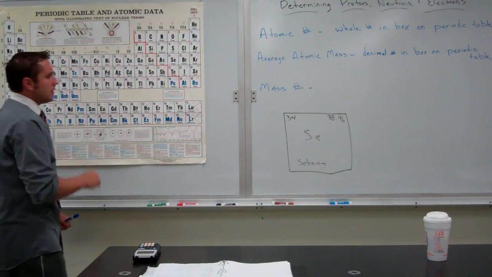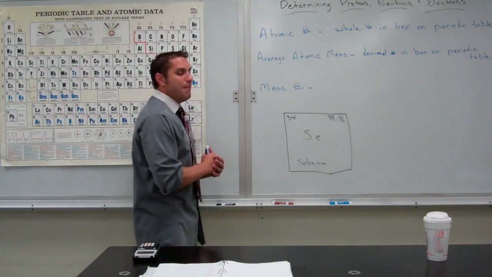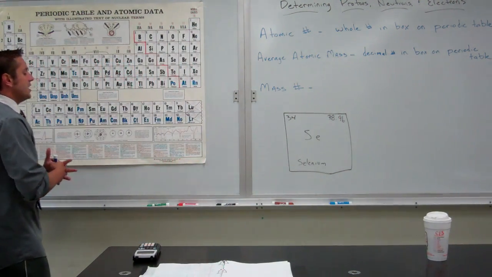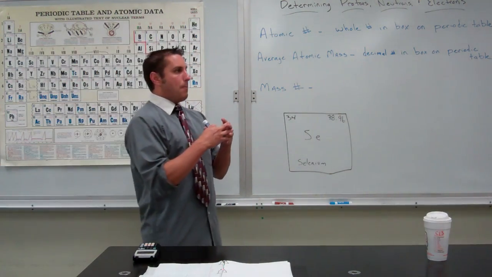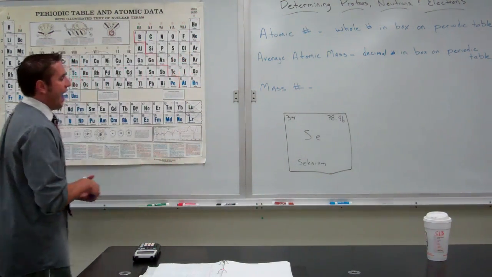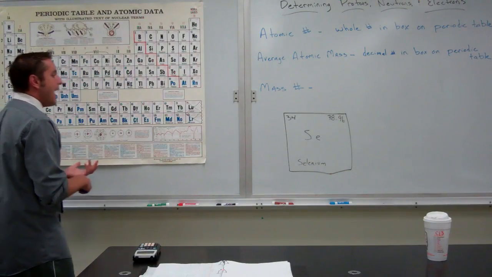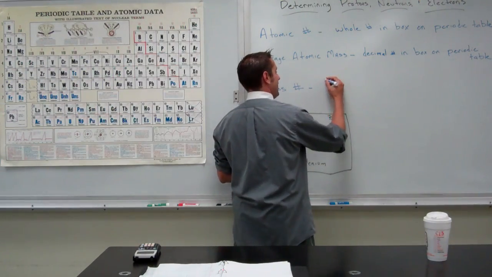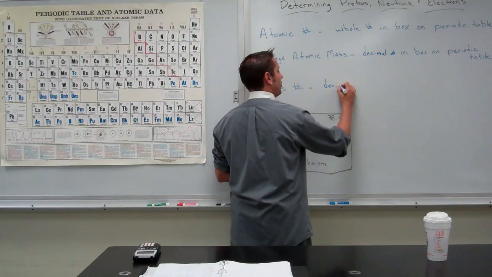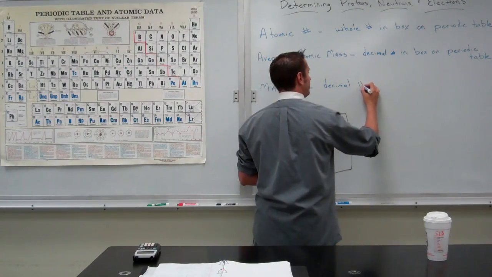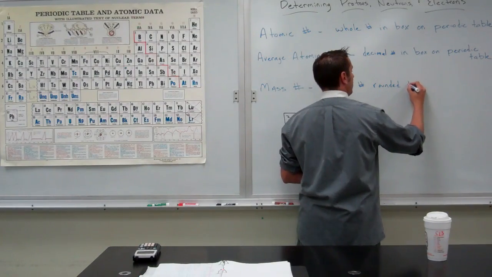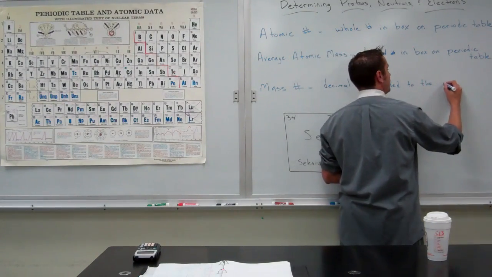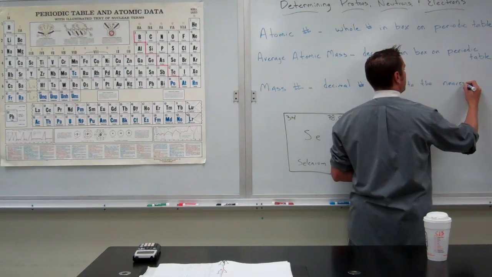Last but not least, you have something called the mass number. The mass number tells us the number of protons and neutrons. It tells us how heavy the nucleus of an atom is. So the mass number is the decimal number rounded to the nearest whole number.